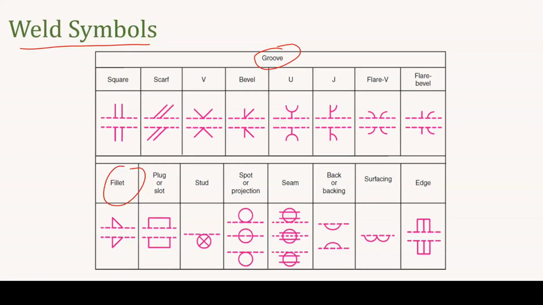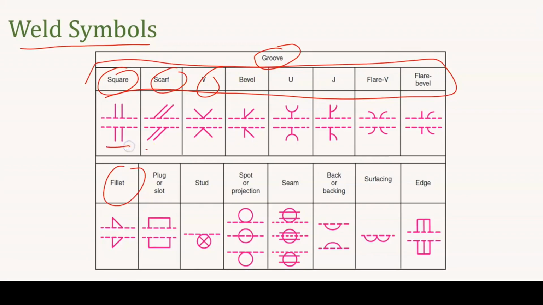So to communicate with the manufacturing engineer, that means the weld engineer, the symbols are very, very important. You can see if it is a groove type of welding, you can have a square type, scarf, V, bevel. There are different types of groove type welding, right? Each type of groove welding has a different symbol, right? You are supposed to remember all the symbols, okay?